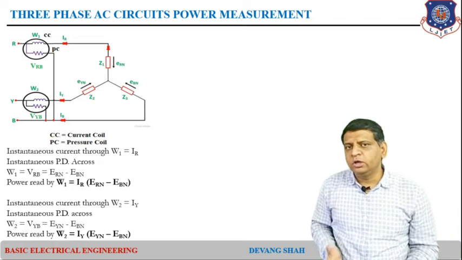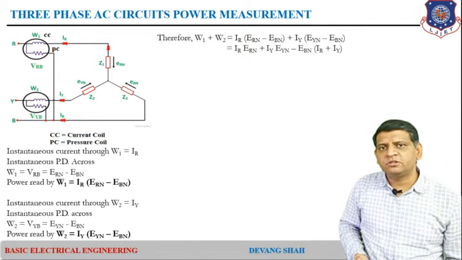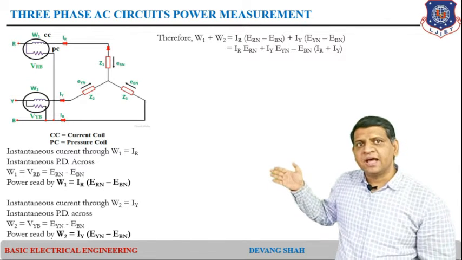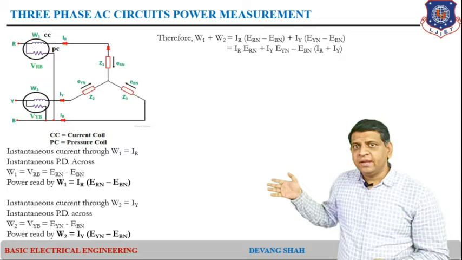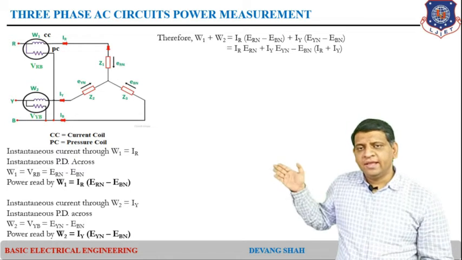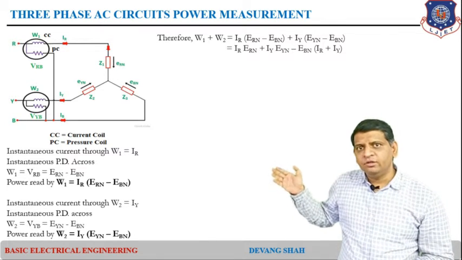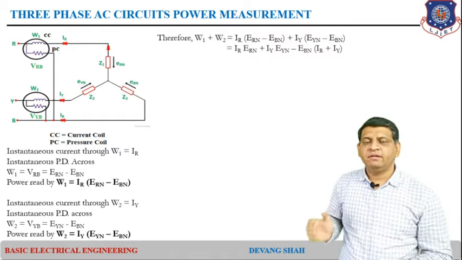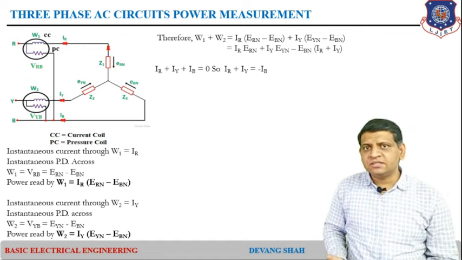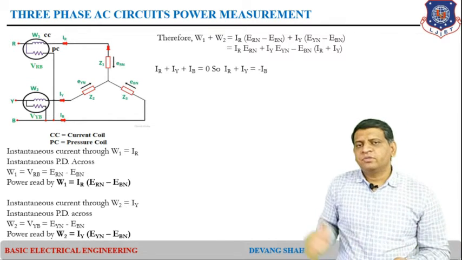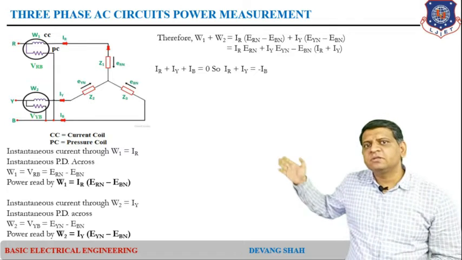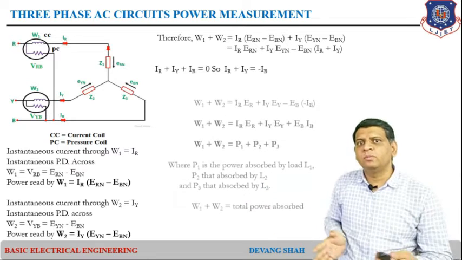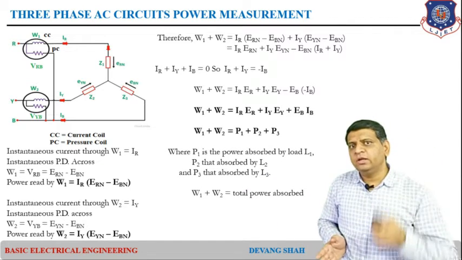If I am finding the total power measurement, that is W equal to W1 plus W2, then my equation would be IR in bracket ERN minus EBN plus IY into EYN minus EBN. So, altogether you will find IR into ERN plus IY into EYN minus EBN into IR plus IY. I consider now this system is a balanced system. So, from this star connection I can say IR plus IY plus IB is equal to 0. From this you can find IR plus IY is equal to minus IB, and that minus IB you will put in the first equation.